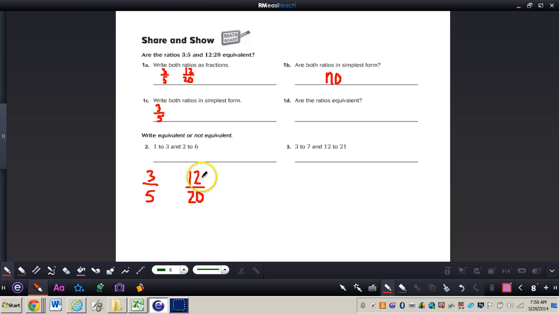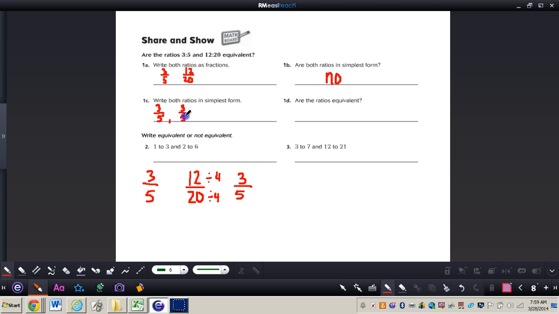Now 12/20, what we need to do is figure out the greatest common factor that can go into both 12 and 20, or the greatest common denominator, whatever you would like to call it, and we know that it is going to be 4. So we can divide that 12 by 4 and that denominator by 4. So 12 divided by 4 gives me 3. 20 divided by 4 will give me 5. So that's 3/5. So we have 3/5 and 3/5.